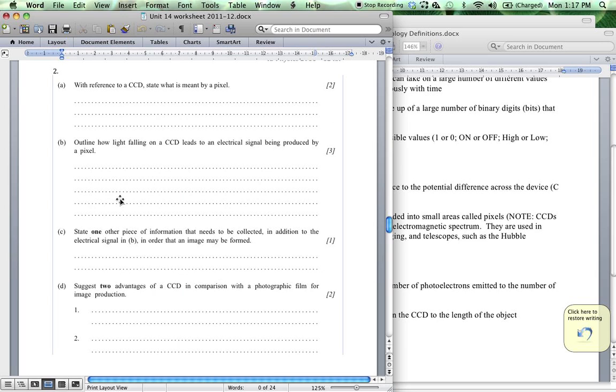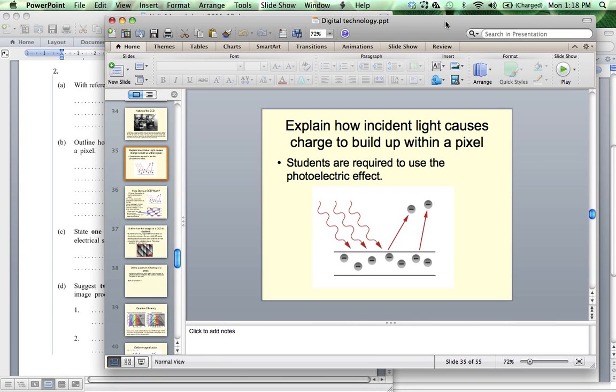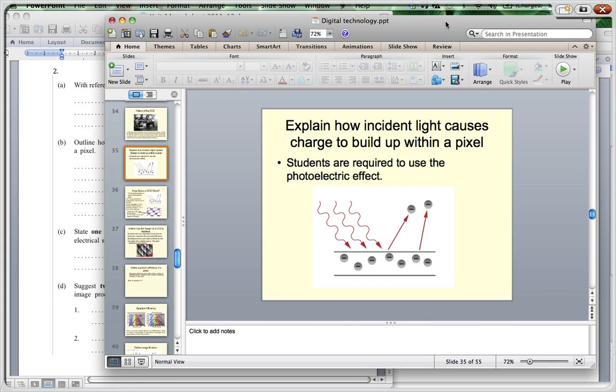Now going on to the next question: outline how light falling on a CCD leads to an electrical signal being produced by a pixel. As I said before, when light falls on a surface, it causes electrons to leave by means of the photoelectric effect. So you've got light coming in here, and these electrons leave. Because silicon is a semiconductor, it will allow the charge to flow in one direction, but once it is there, it will remain there. It won't be able to go back.